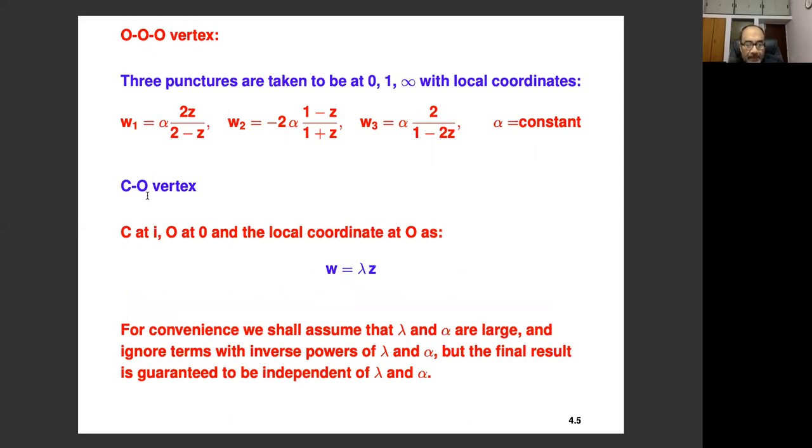The CO vortex I had already introduced yesterday. It's a 2-point function on the disk or the upper half plane. We put the C at the point i on the upper half plane, O at the origin, and the local coordinate at O we choose to be w equal to lambda z. So lambda and alpha are arbitrary parameters at this stage. As I have said already, for convenience, we'll take lambda and alpha to be large, but this is certainly not necessary. By taking them to be large, you essentially throw away inverse powers of lambda and alpha in our analysis. But if you are not lazy, then you can do this calculation exactly.